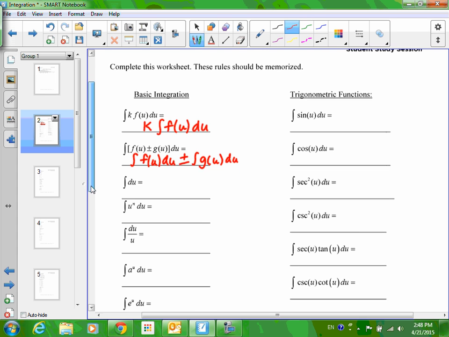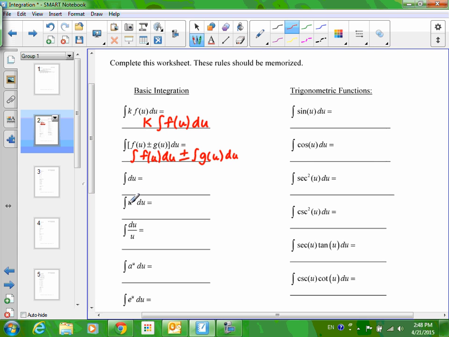This next one has been getting people all day. What's the integral of just du? It's just u. Because really there's a 1 there, so you're saying, what's the antiderivative of 1?